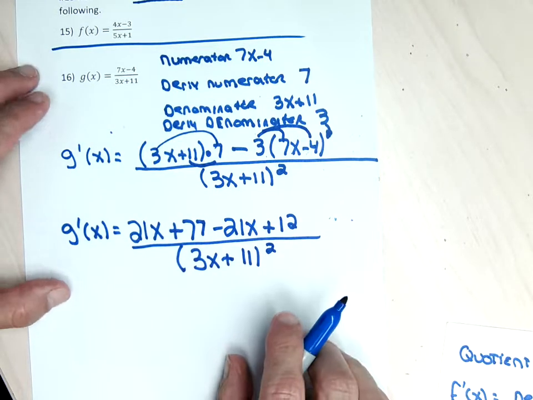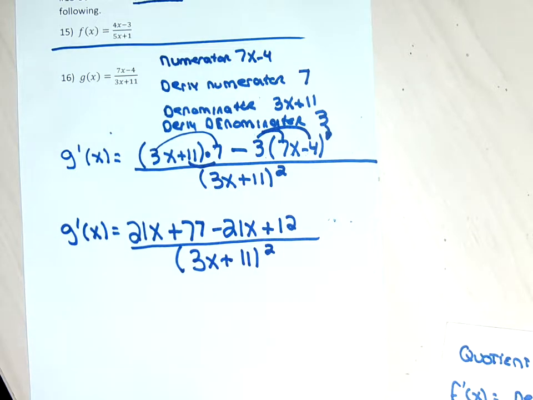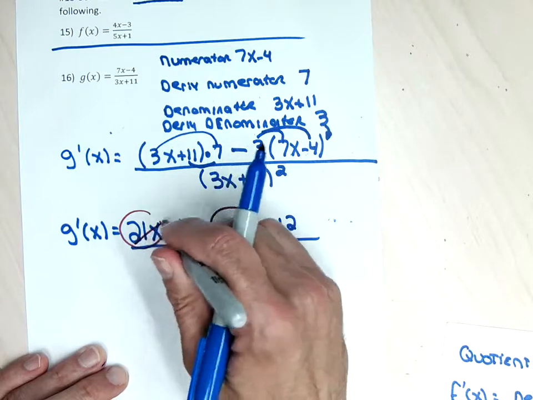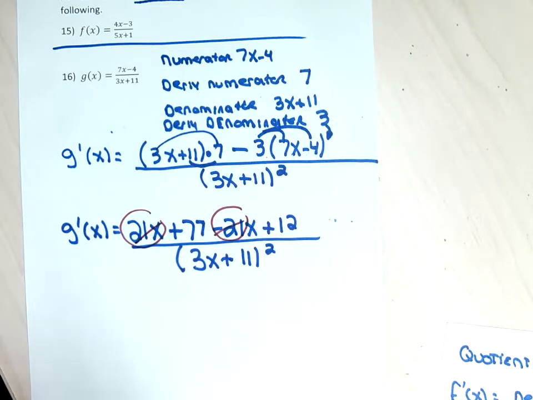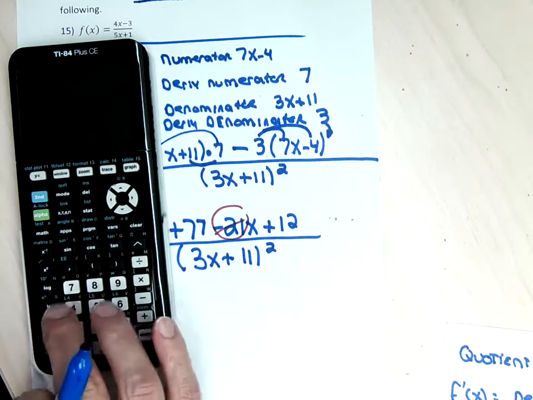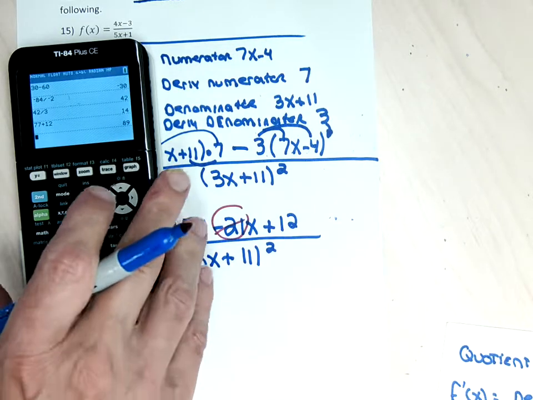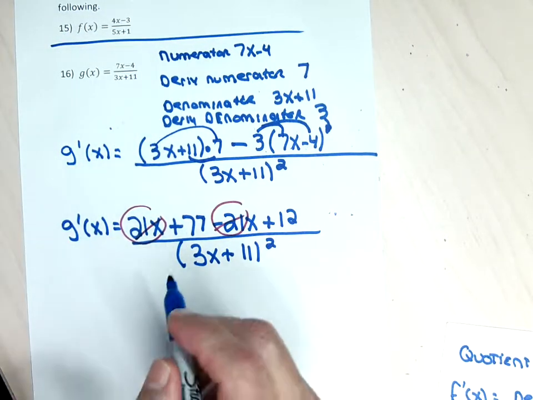Now I'm going to combine like terms in the numerator. The 21x's are opposites and they cancel. The numbers have the same sign, and so I'm going to add them and get 99, I guess, or 89. 77 plus 12 equals 89. So the numerator is going to simplify to the number 89.